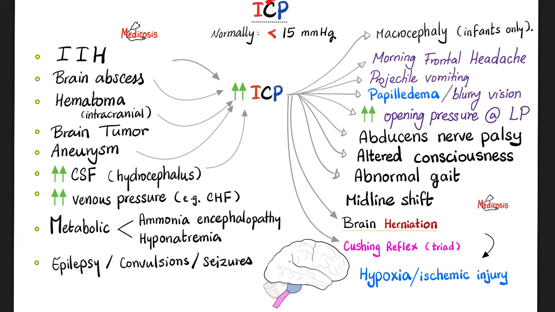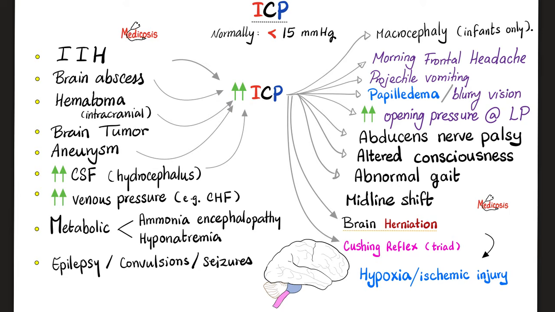Intracranial pressure. What causes intracranial hypertension? Here are the causes, here are the consequences. Causes of increased intracranial pressure include idiopathic intracranial hypertension, which is the topic of another video in my neurology playlist. Brain abscess can raise the intracranial pressure. Hematoma inside the cranium can raise intracranial pressure. Brain tumor, aneurysm inside the cranium can raise the intracranial pressure. All of these are what? Space-occupying lesions. Hydrocephalus, which is today's topic, can raise the intracranial pressure.